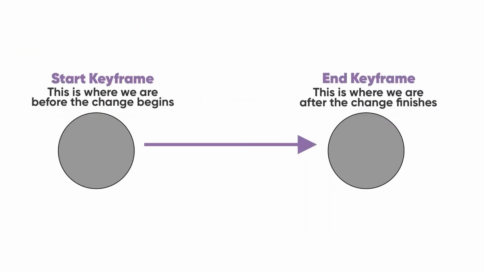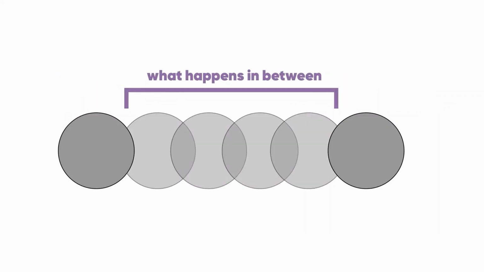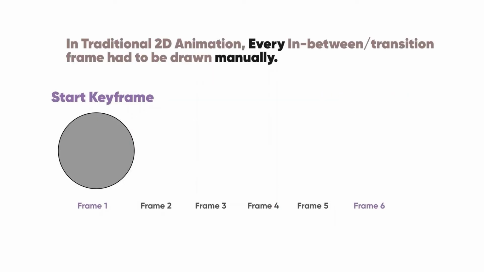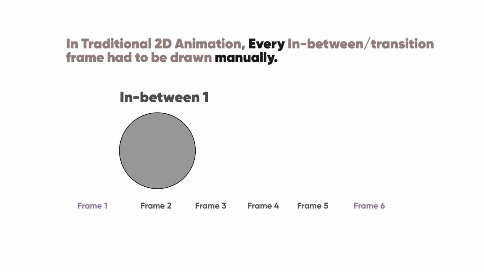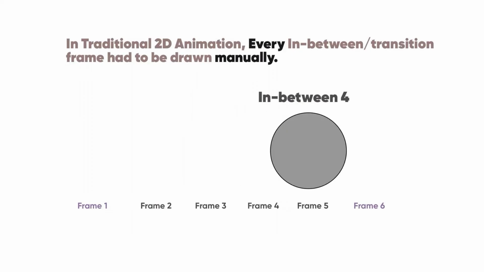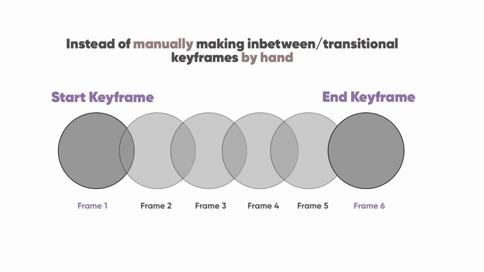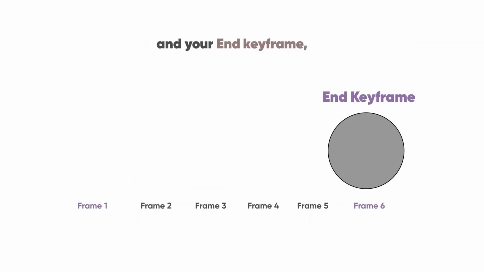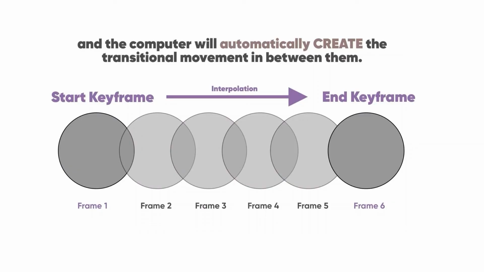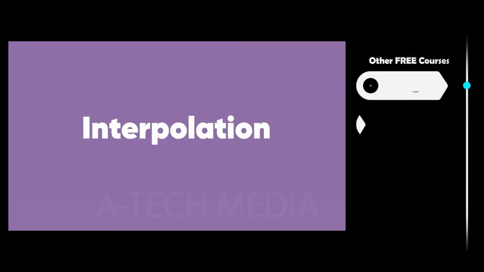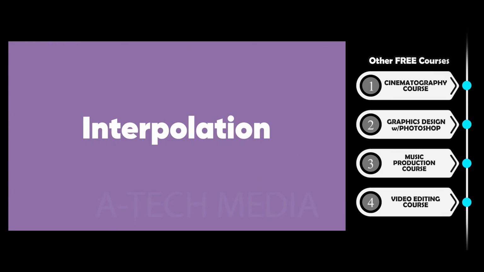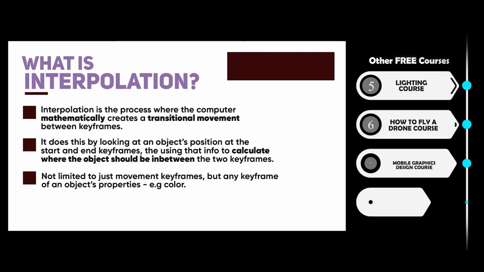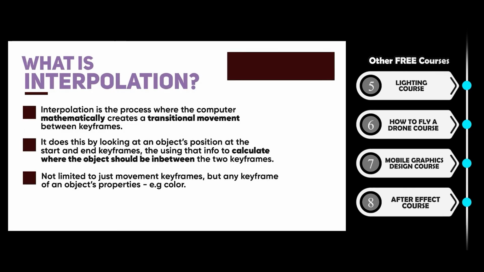But between the start keyframe and the end keyframe is a couple of transitional frames known as in-between frames. In traditional 2D animation, artists usually have to manually draw each transitional frame between the main keyframe one by one. But in 3D animation, all we need is the start keyframe and the end keyframe, then the computer generates the in-betweens for us in a process known as interpolation. So interpolation is the process where the computer looks at our start keyframe and our end keyframe and then mathematically generates the in-between frames for us.